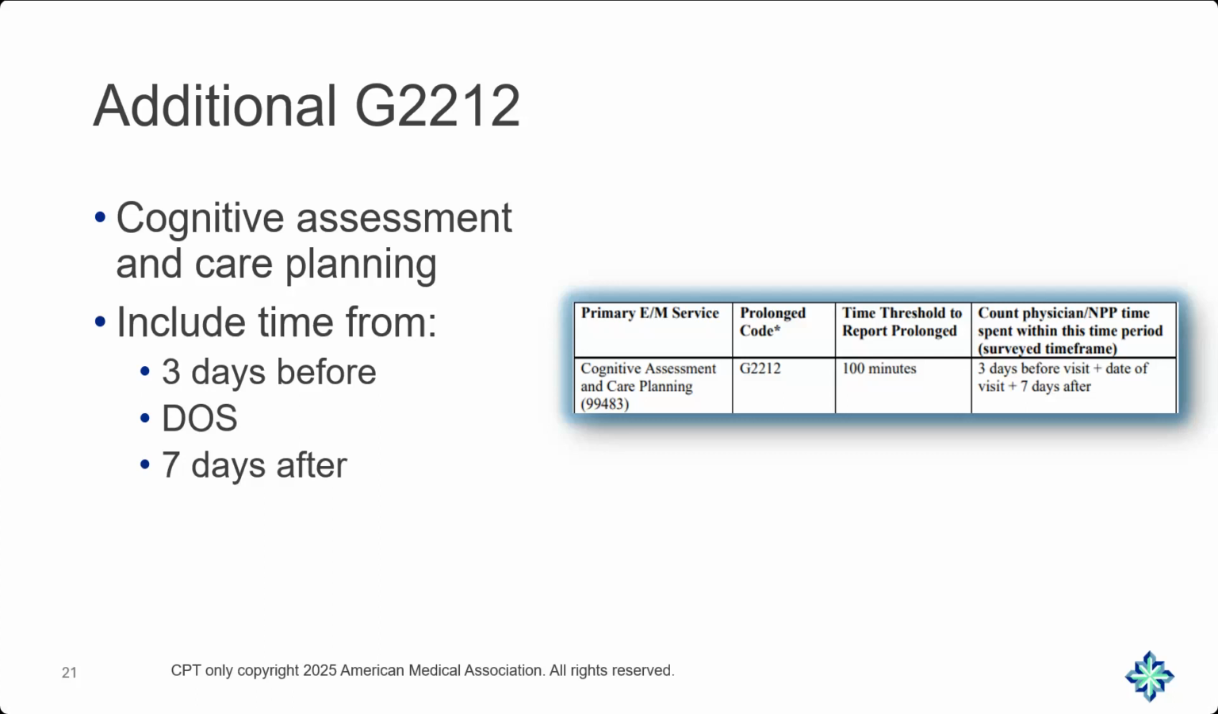Make sure you're allowing for all of that time because, as I said, the primary care code, that primary E&M code, needs to be on the same claim as the G code. So make sure that you're not leaving any money on the table. Make sure that you're accounting for everything that happened, especially when you're using time to select that level of service.